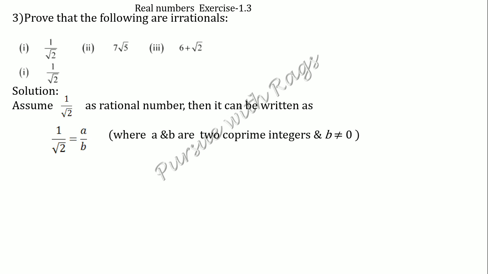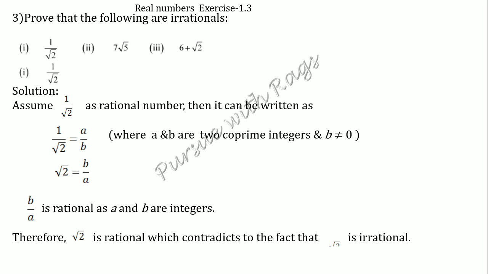On inversing the equation, we will get root 2 is equal to b by a. Here, this b by a is an integer ratio. This is a rational number, right? So, which becomes root 2 is a rational number, which is not possible, right? It contradicts the fact that root 2 is irrational. Therefore, we can tell 1 by root 2 is an irrational number.